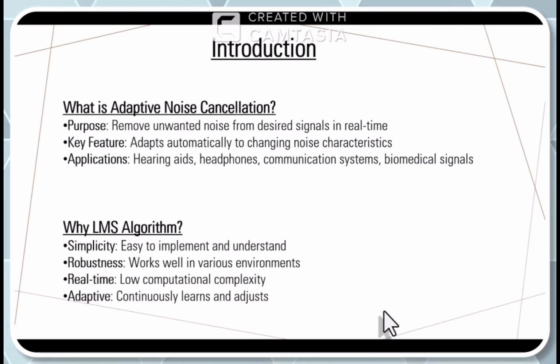Why LMS algorithm? Simplicity, robustness, real time, and adaptive. What is simplicity? Easy to implement and understand. Robustness: works well in various environments. And thirdly, real time: low computational complexity. And lastly, adaptive: continuously learns and adjusts.